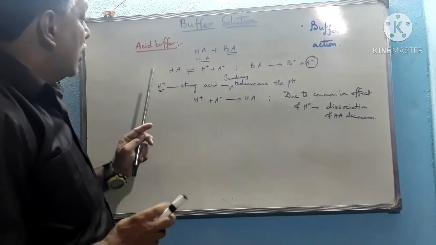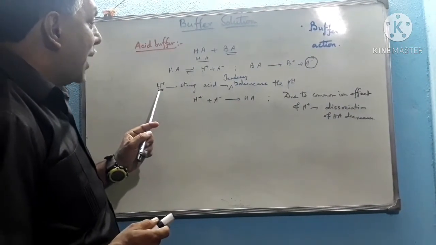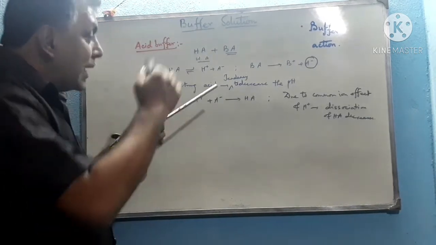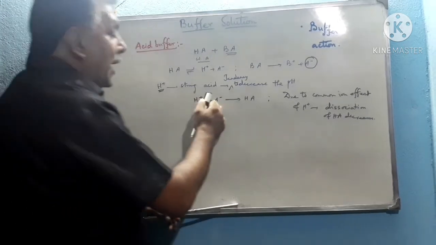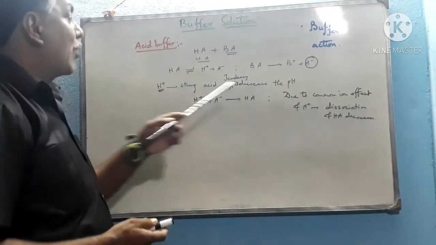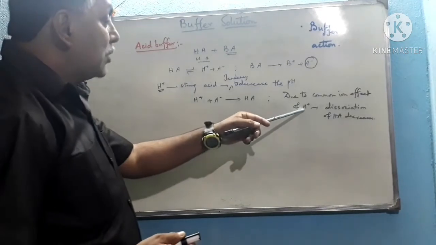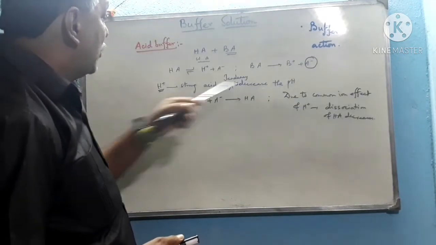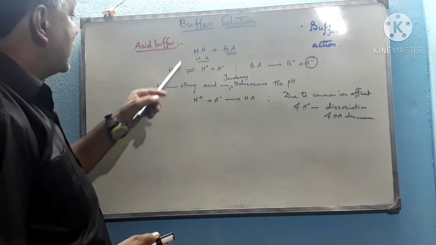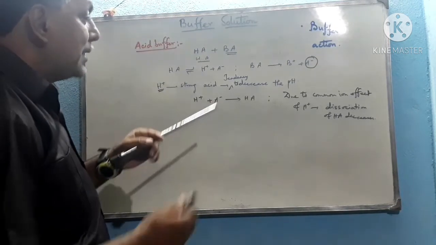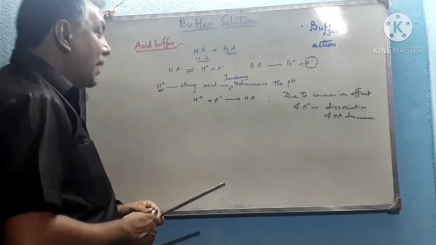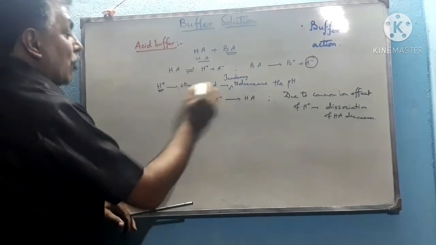So thus by adding a small amount of H plus we have a tendency to decrease the pH, but the excess H plus is removed by combining with A minus to form HA, that A minus coming from the strong electrolyte, and due to the common ion effect of the H plus ion we have already added into the solution, the backward reaction takes place, dissociation of HA decreases, thus the excess H plus gets removed and pH remains the same, pH remains constant. Again, this is by adding strong acid.